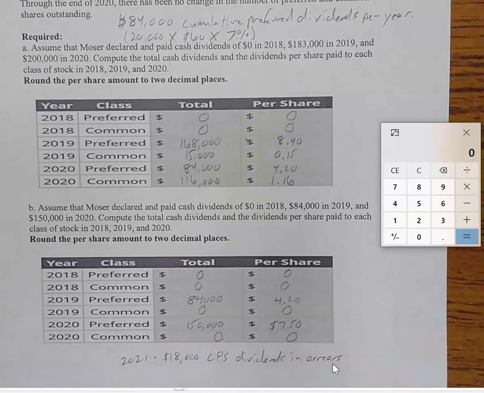So if we were to pay out, let's just say $100,000 in 2021, well, the preferred stockholders would get their full 84, and then they would get 16 of this. Common stock would then get nothing again, and we would have at the end of 2021, if we paid $100,000 out, we would have $2,000 still in arrears.